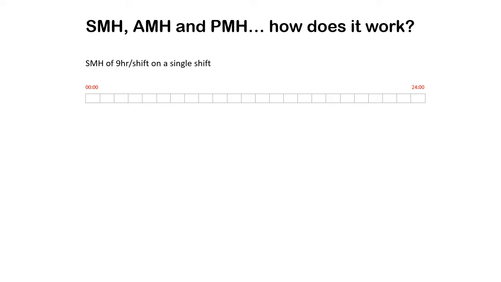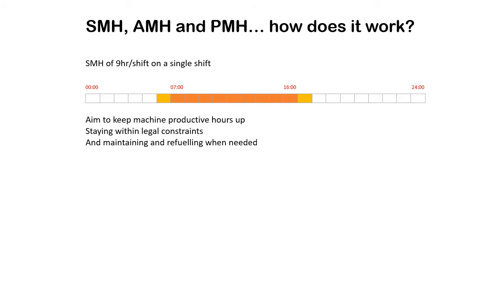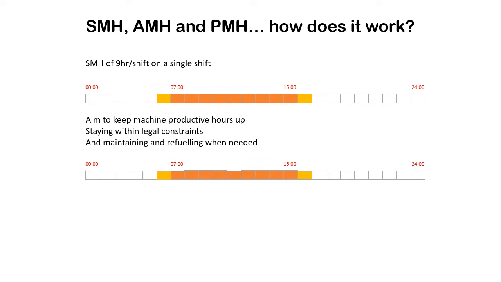If you look at the scheduled hours of a 9-hour shift on a single shift, we have the timeline for 24 hours. We allocate that shift between 7 and 4 in the day. And to optimize our work time, we put unnecessary disturbances on either side. We aim to keep the productive machine hours up, staying within legal constraints, in other words, the basic conditions of the Employment Act, and break times and legal working hours, and maintaining and refueling when needed, but trying to schedule those outside of the working hours.